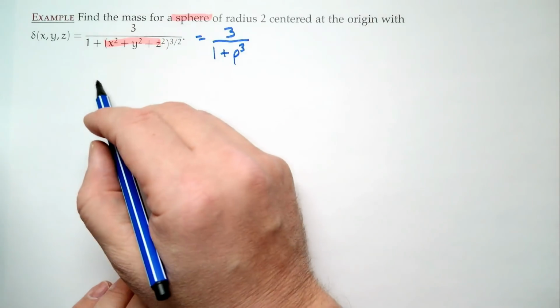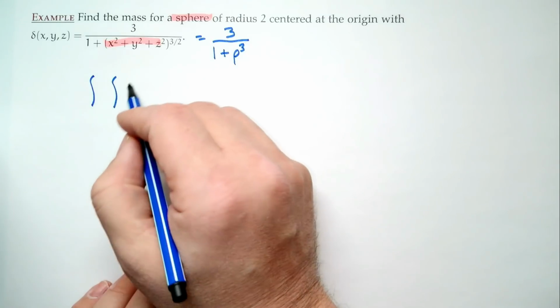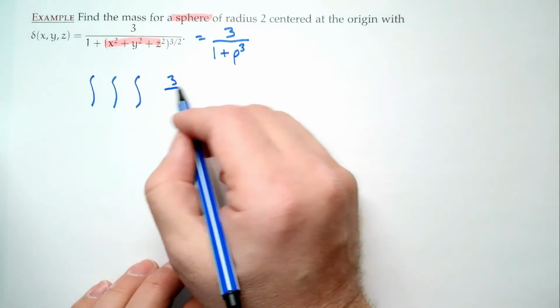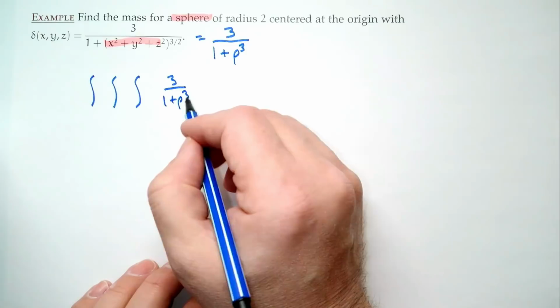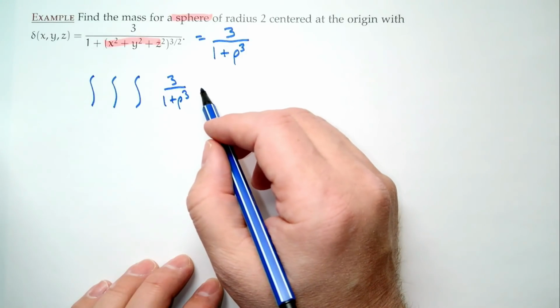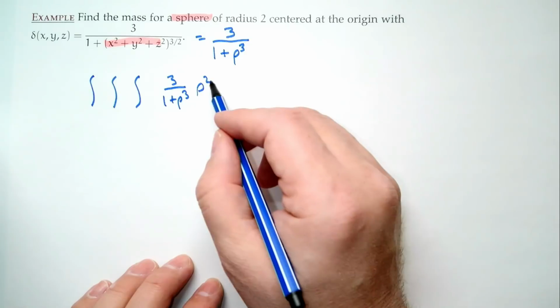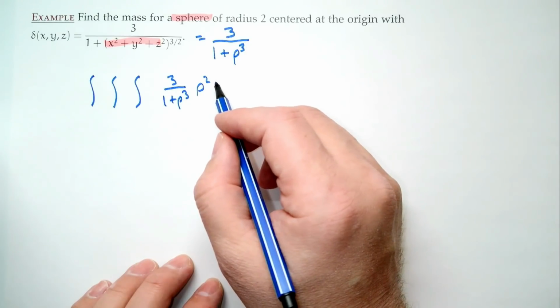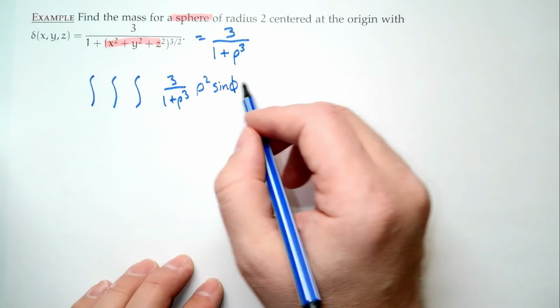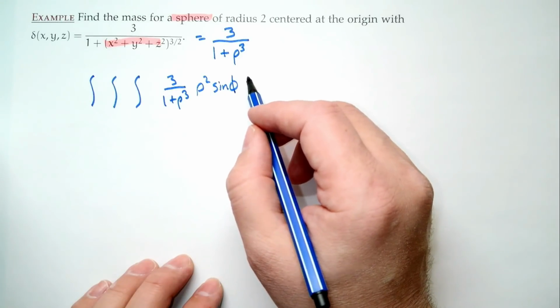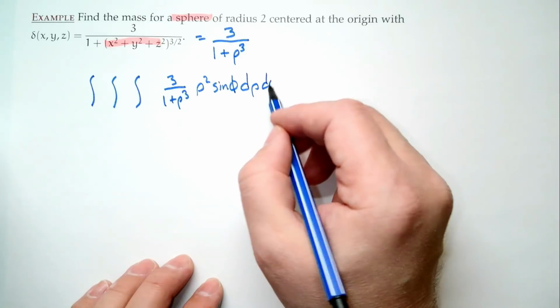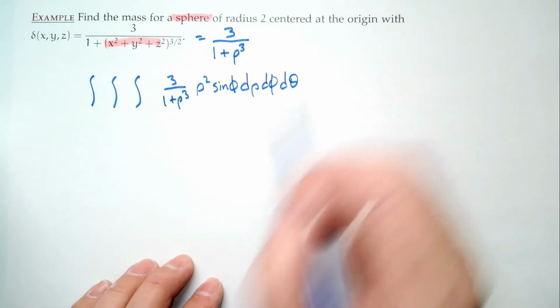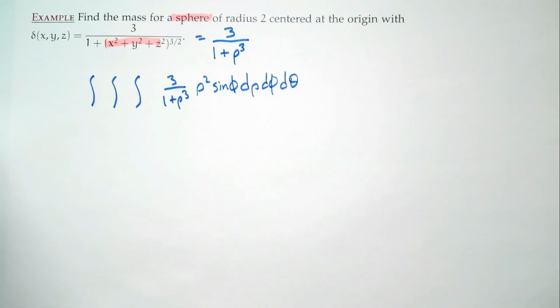Well, we have our function, but then what else? There we go, rho squared. All right, rho, sine of phi. What else? D rho, d phi, d theta. Okay, good. All right, so we got it down, right? So that's what we have to integrate. Now, we're not done yet. What else do we need?